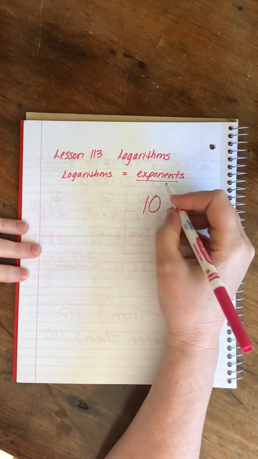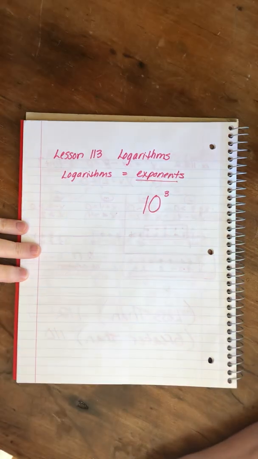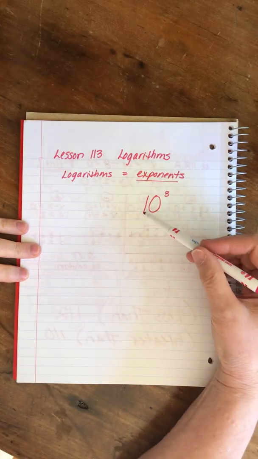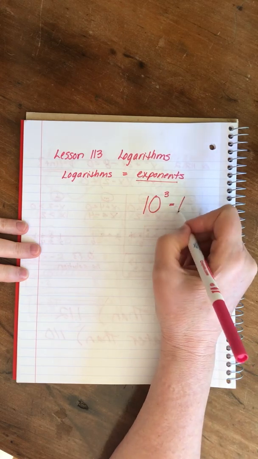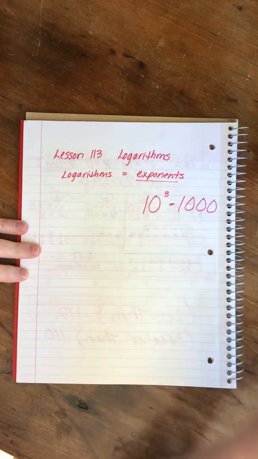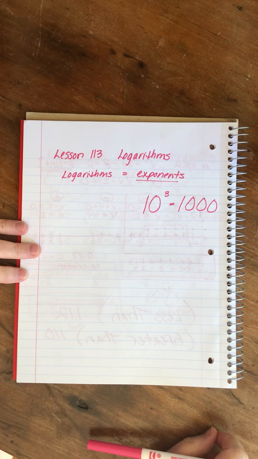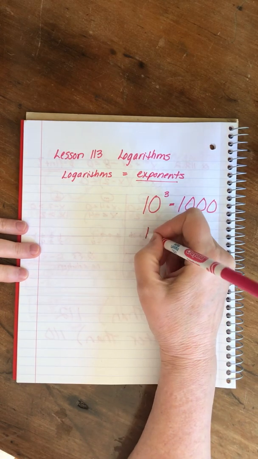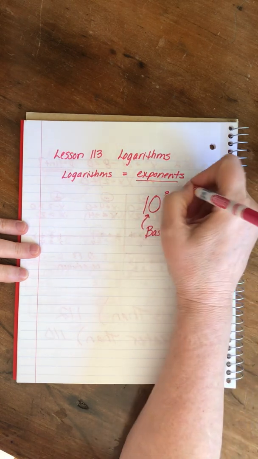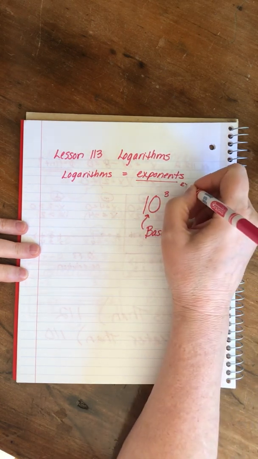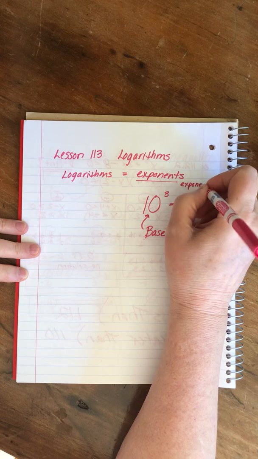I'm trying to put it underneath the exponents part. If I tell you to take 10 and raise it to the third power, you know how to do that. You put a 1 with 3 zeros after it, right? This number is called the base. This number is called the exponent.